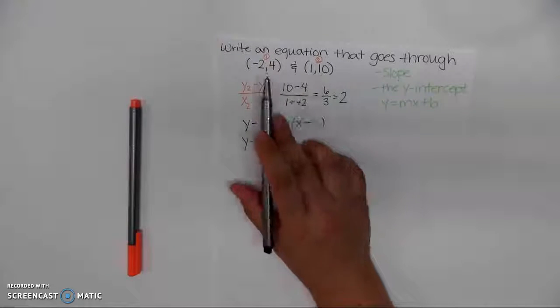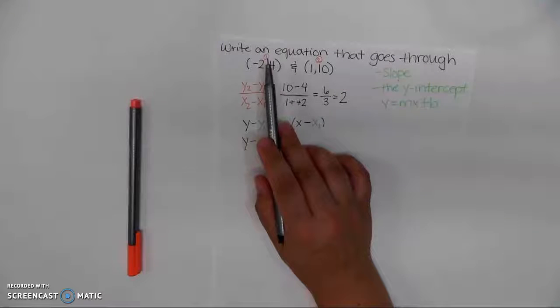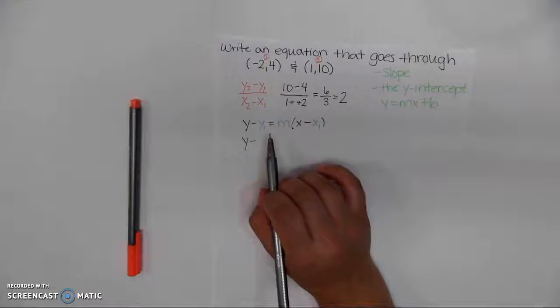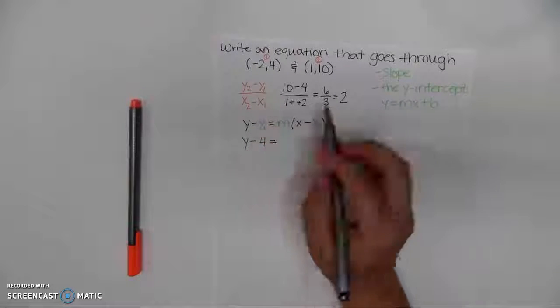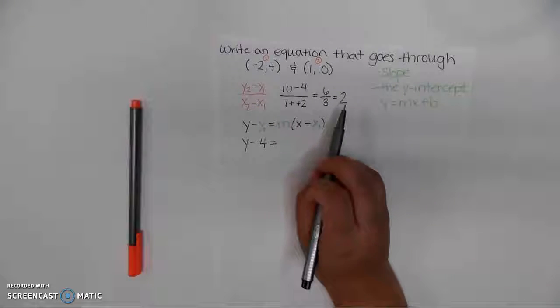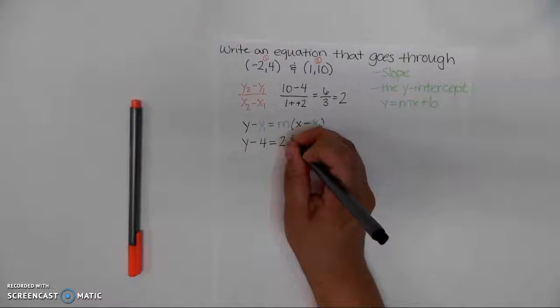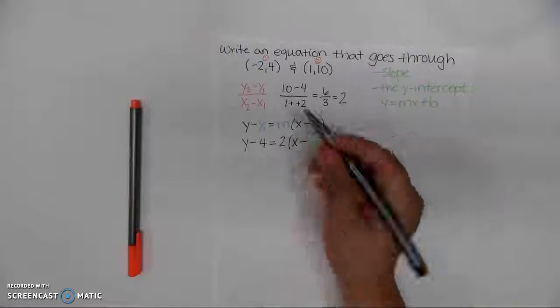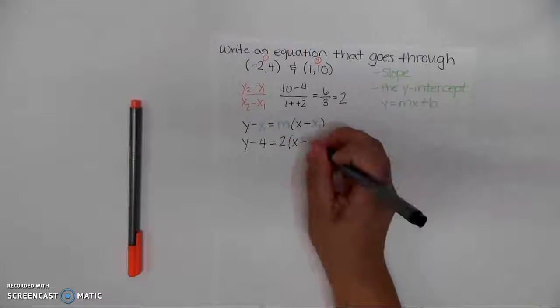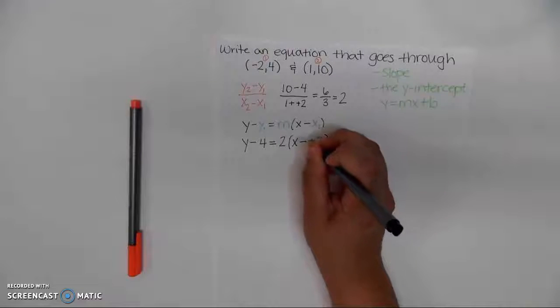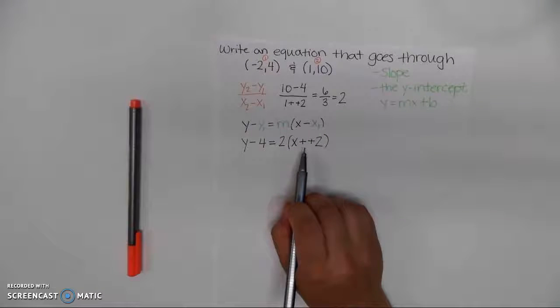I can choose either one, just for the sake of convenience, because this is already labeled point 1. I'm going to use this point. So my y value of that first point is 4. Equals m, we just worked so hard to find out m was 2, times x minus, and then the x1 coordinate is negative 2. So minus negative 2. Again, that turns into a plus.